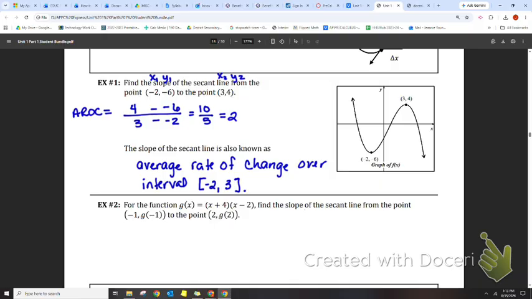All right, let's go on and look at example 2 there. It says for the function g of x equals (x plus 4) times (x minus 2), find the slope of the secant line from the point (-1, g of -1) to the point (2, g of 2). Remember, it's always like g of x. So when they write g of -1, that's the same as saying g of x, where x is -1, which we can see there, okay?